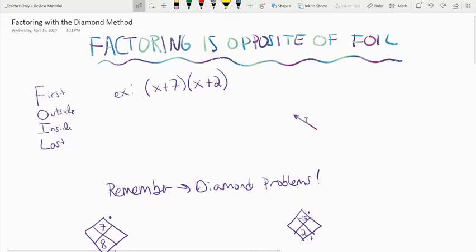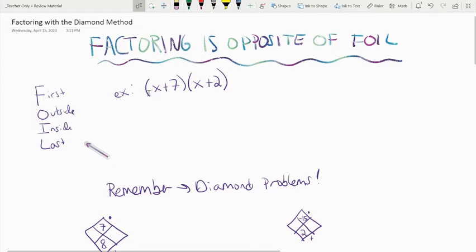So what you're going to learn in this video is something called factoring, okay? And factoring is the opposite of FOIL. Factoring, again, is the opposite of FOIL. And you should remember FOIL because we did it last week and earlier this week. But just in case you don't, FOIL is a way of multiplying two binomials.